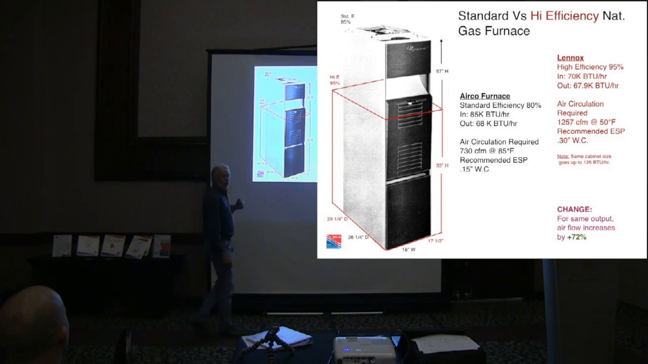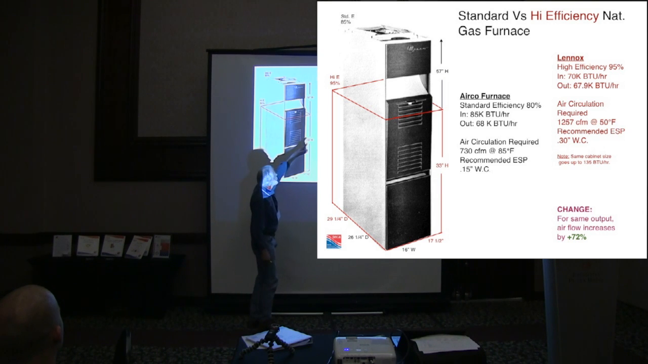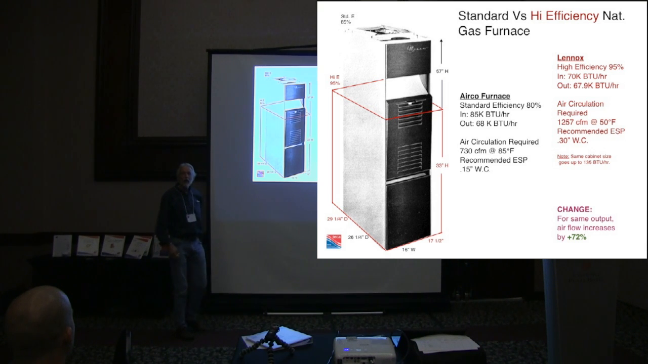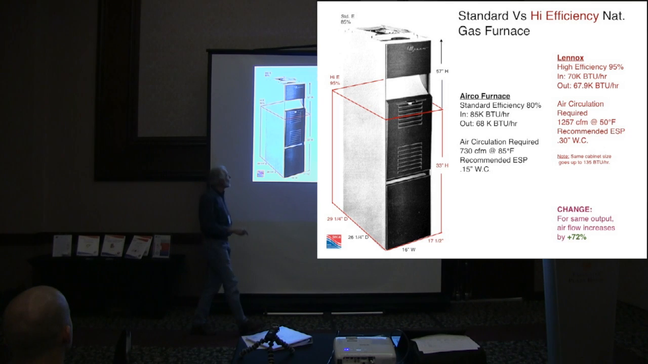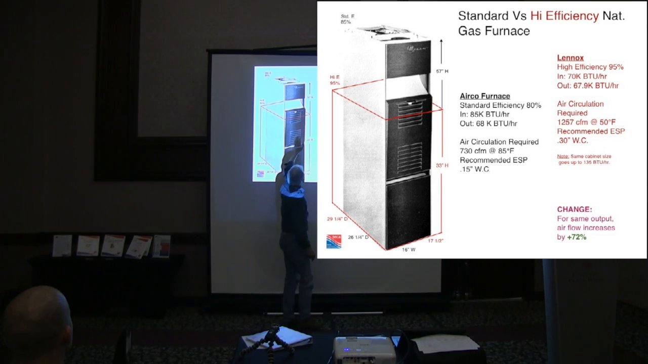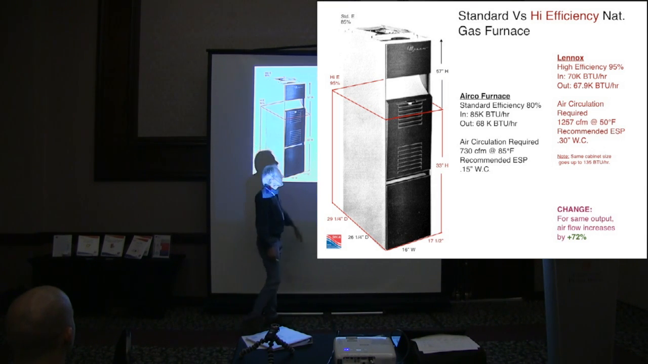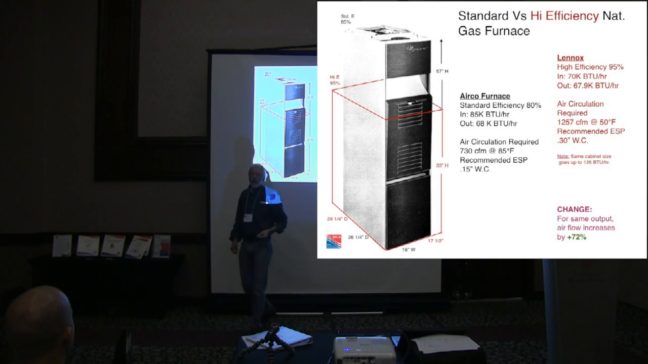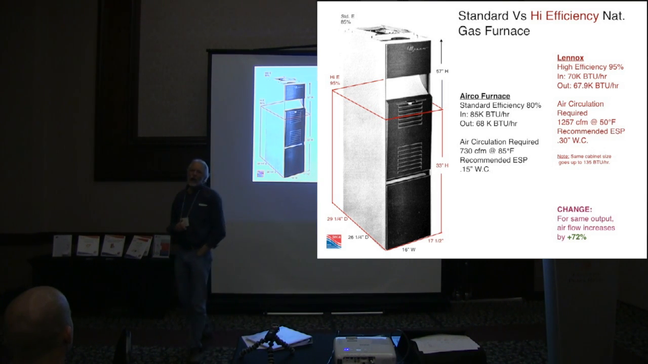If I look at an older air-cooled furnace that has an output of 68,000, that's represented by that black appliance that stands just about 5 feet tall. If I replace it with an identical output Lennox furnace that's modern, I've got 68,000 out of this guy, I've got 67.9 in the red one, but the difference is that that new appliance makes 72% more airflow across it to do the same job.